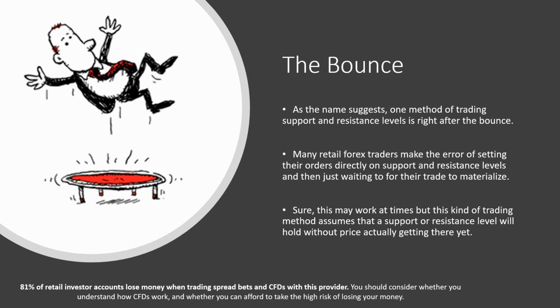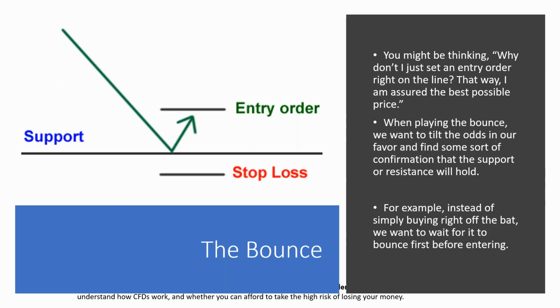Many Forex traders make the error of setting their orders directly on support or resistance levels and then just waiting for that trade to materialize. Well, since we're actually calling them zones, not a specific price level, we want to wait for it to come into that zone, hit the zone, maybe play in and out of that zone. And then when it bounces off coming out of that zone, that's when we would want to place our trade. But we don't want to place our trade exactly on that number. Sure, this may work now and then, but it won't work enough to get you along.